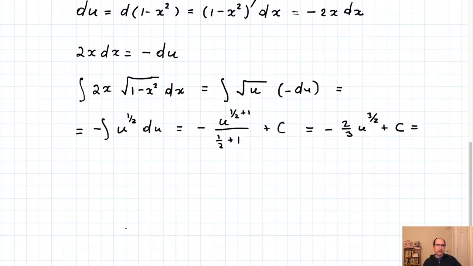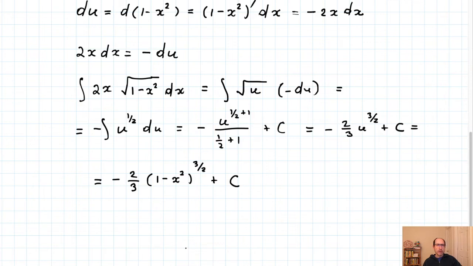Going back to the original variable x is very simple. Here, all we need to do is substitute instead of u 1 minus x squared. So let's go ahead and substitute that. And that gives us our final answer, negative 2/3 times 1 minus x squared raised to the power 3/2 plus a constant of integration c.